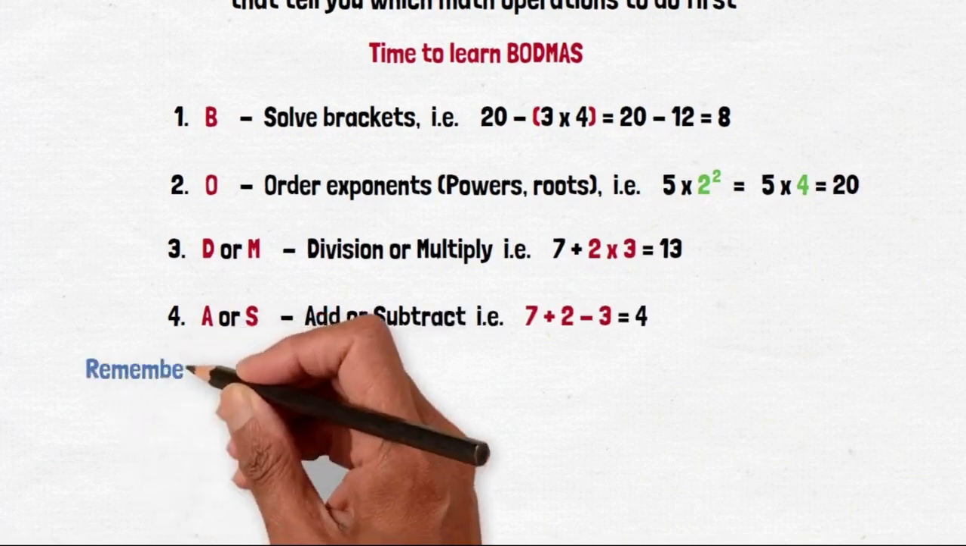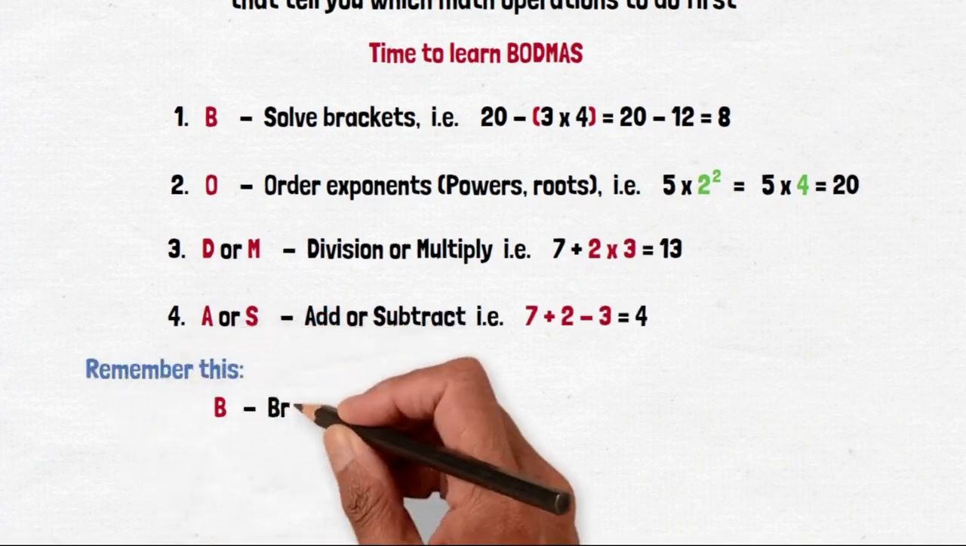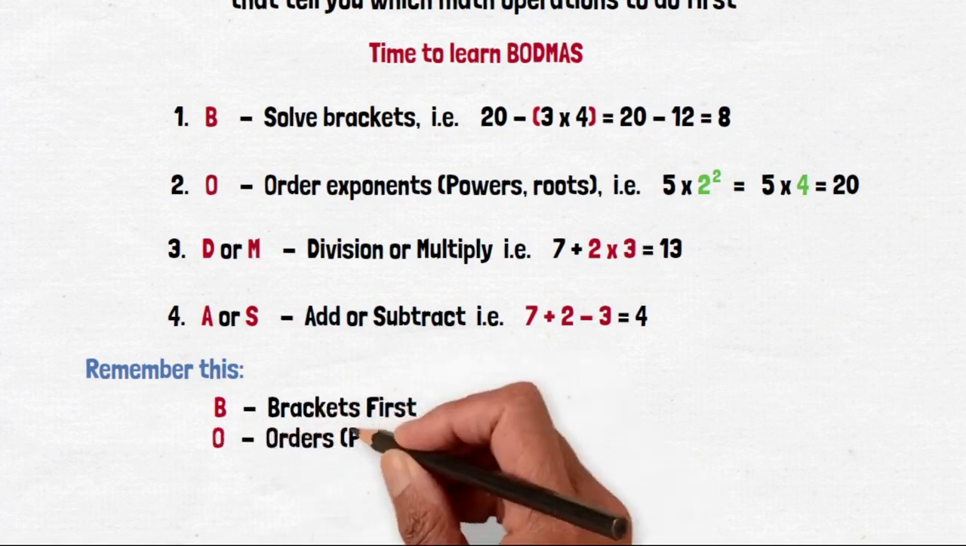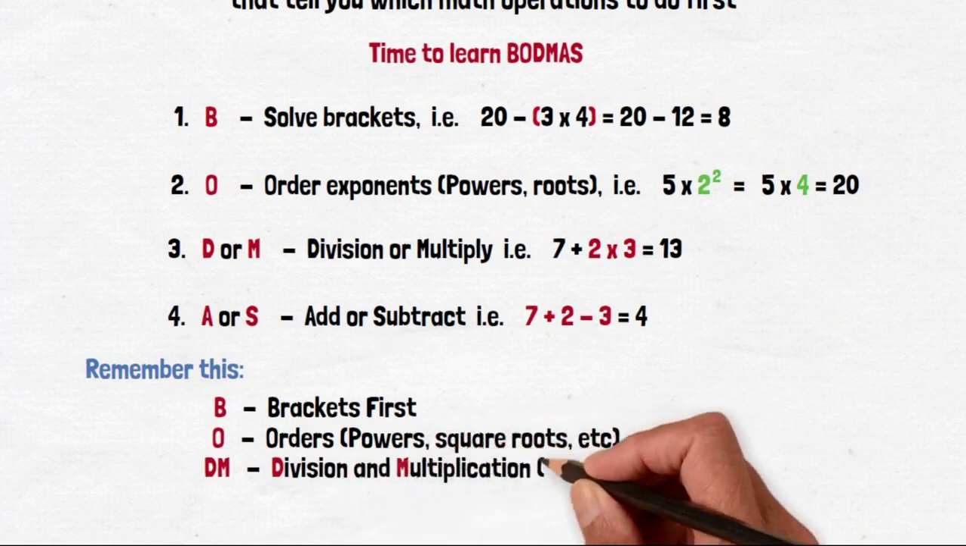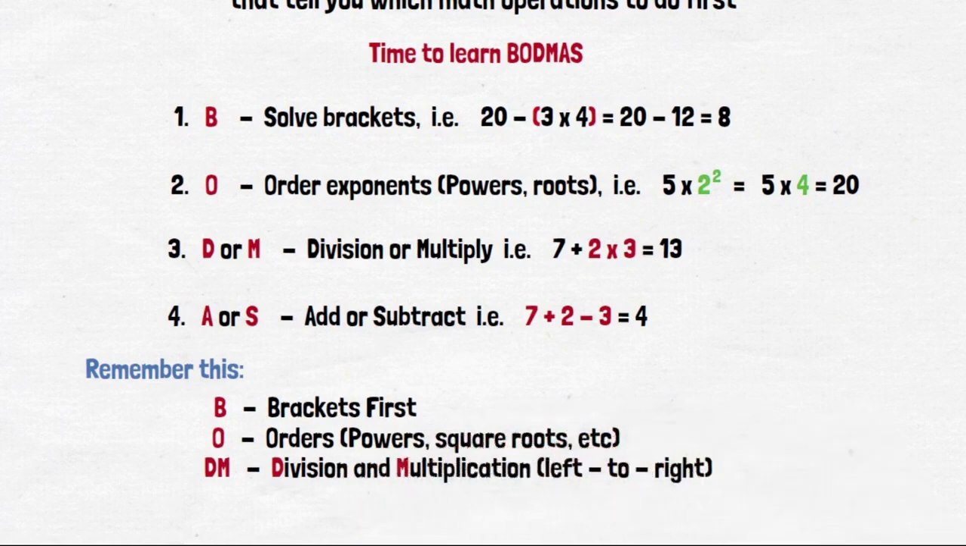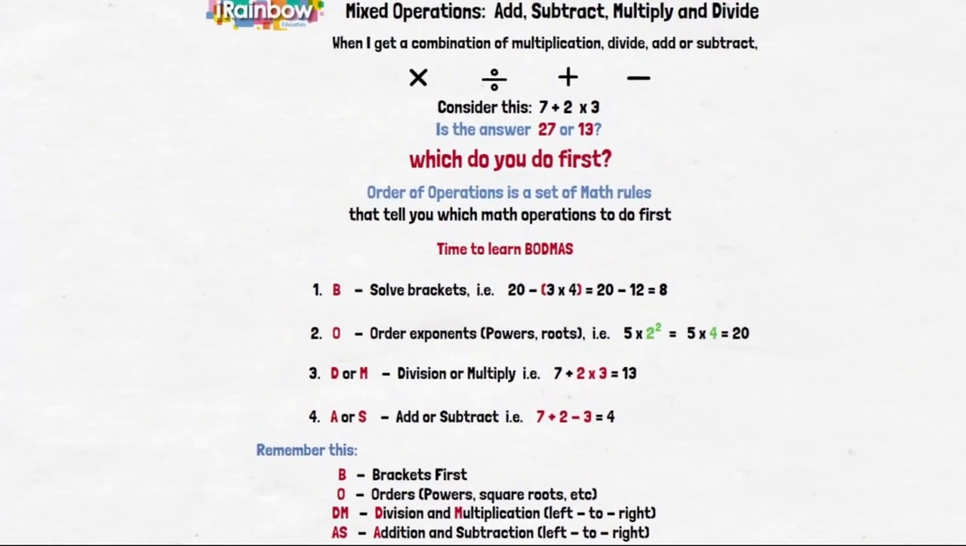Now remember this. B: brackets first. Then orders: your powers, square roots, etc. Then division and multiplication from left to right, and addition and subtraction also from left to right.